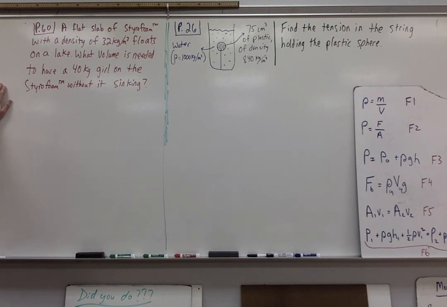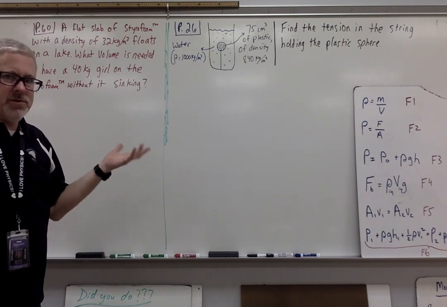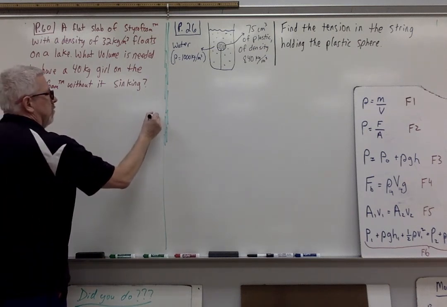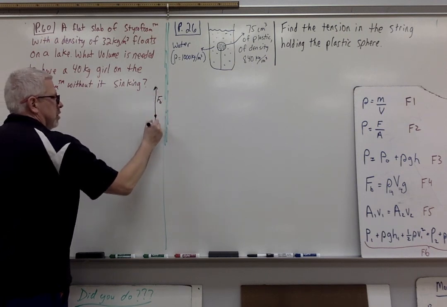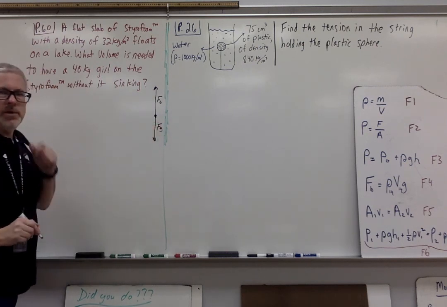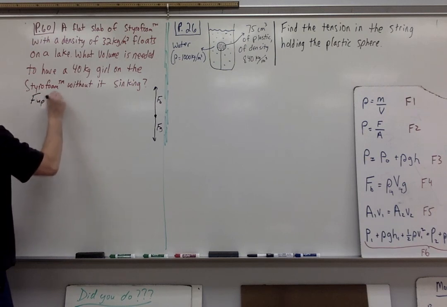So in other words, her mass plus the mass of the styrofoam need to be supported by a certain volume of styrofoam. Conceptually, the way I would like to think about this is that for you to float, you need to have balanced forces. You would have the buoyant force and the gravitational force. Those two would be equal.